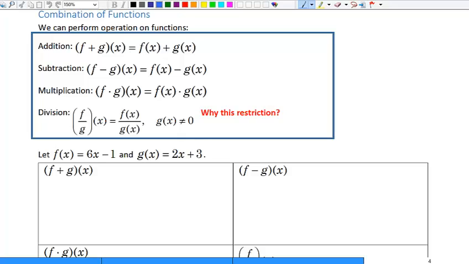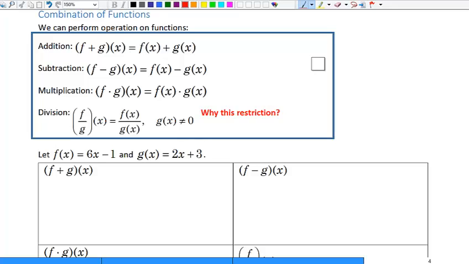Next, we're going to talk about combination of functions. We can perform operations on functions. We can add functions, subtract from functions, multiply and divide functions, and here are the rules. When we have this operation f plus g of x, all you're going to do is take f of x and then add the g of x. Notice that the addition sign stays the same. So the add and the add are the same.